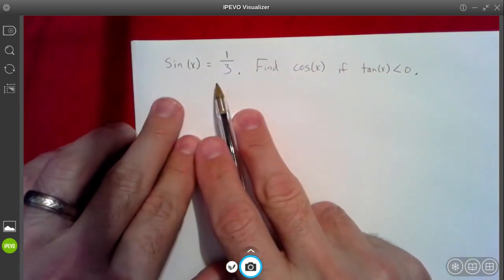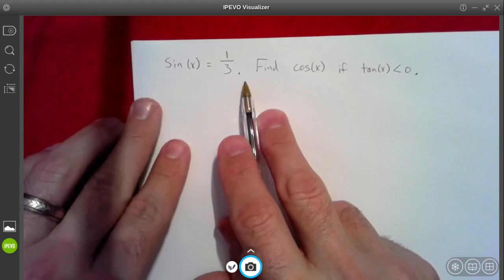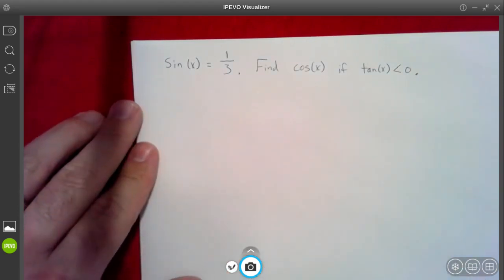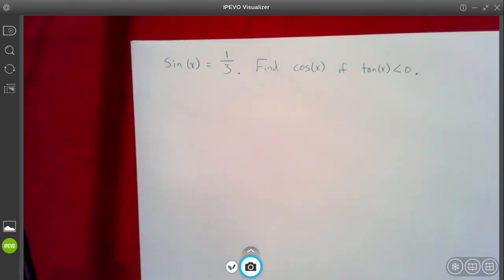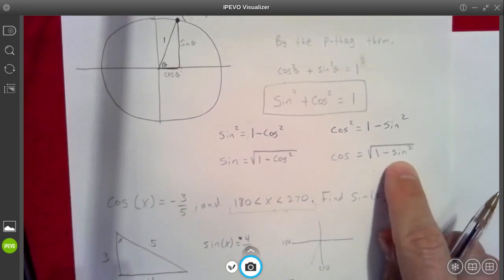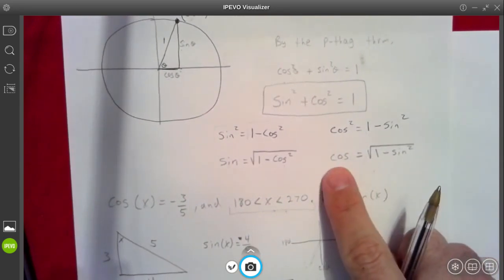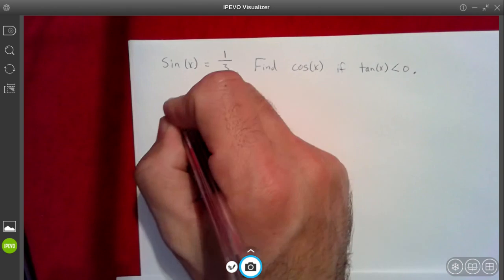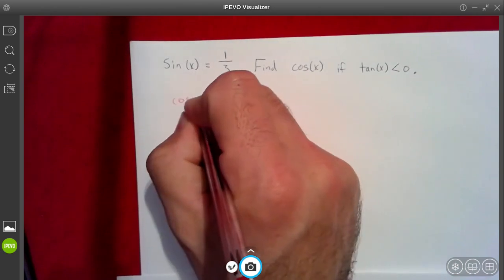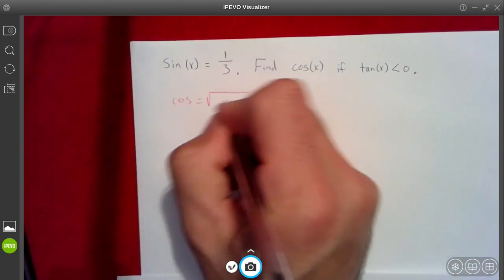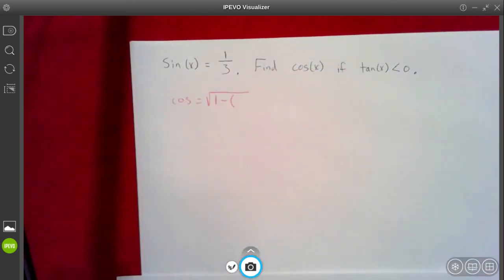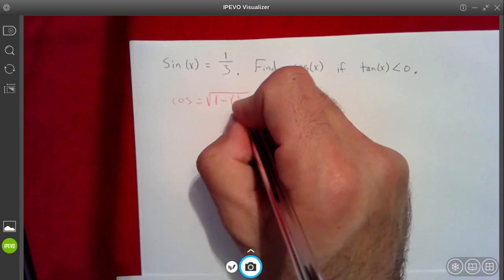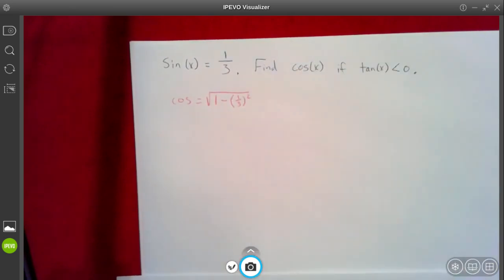Sine of the angle is 1/3. Find cosine. So my little formula that I'm going to use, because I have sine and I'm searching for cosine: cosine is equal to the square root of 1 minus sine squared, which is going to be 1/3 squared, like that.